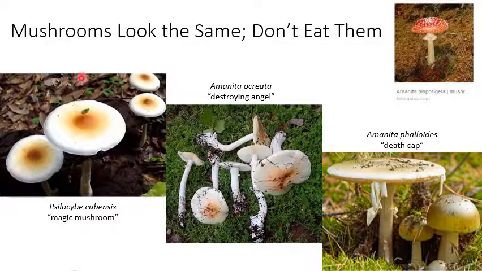Here you have Psilocybe cubensis, the magic mushroom. Here you have Amanita ocreata, which is the destroying angel mushroom. So sometimes the Amanita ocreata is called destroying angel, sometimes Amanita bisporigera is called destroying angel. Both of them are very toxic. And then the Amanita phalloides, the death cap mushroom that has killed more people than any other mushroom. And you can see all three of these mushrooms really look about the same. So don't assume that you know what it is because you found it on the ground. Don't eat it.